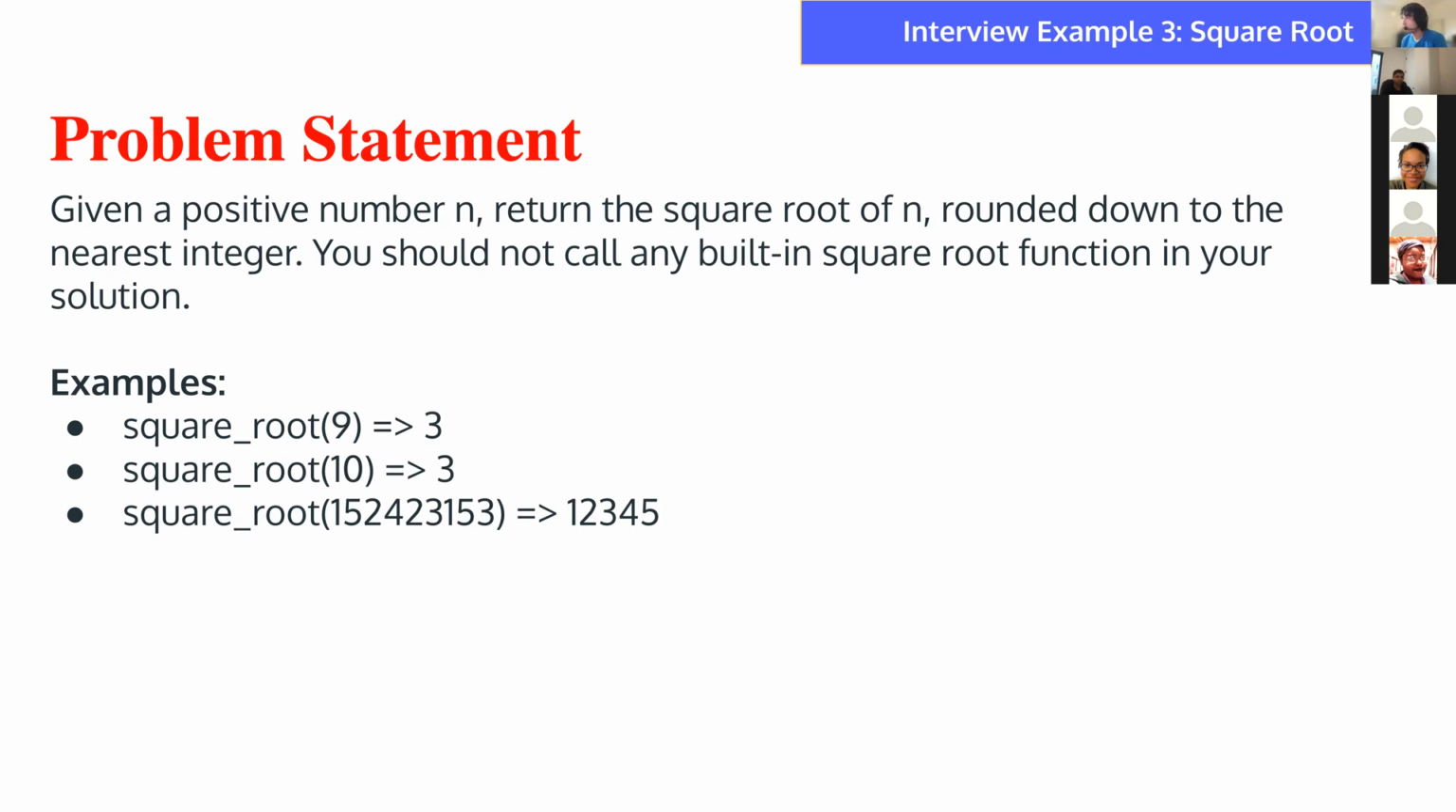The square root of 10 is also going to be 3. The actual square root is like 3.1 or something, but we're going to round it down to the nearest integer, so just return 3. And as a more complicated one, the square root of 152423153 should be 12345.